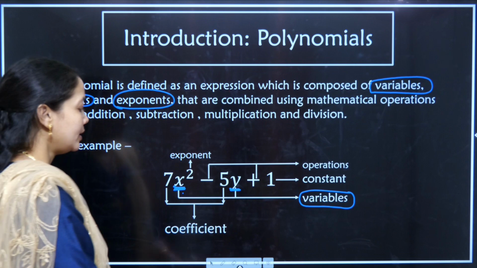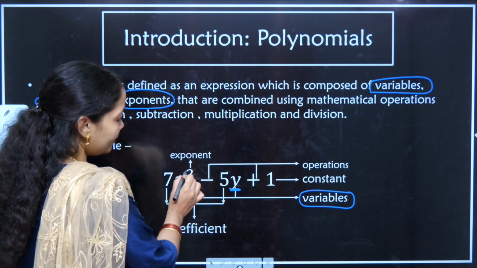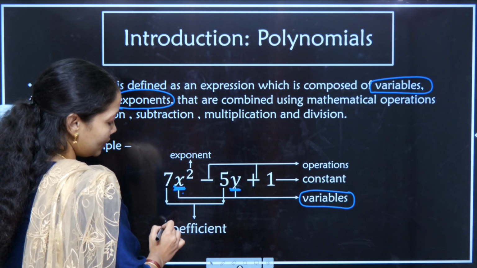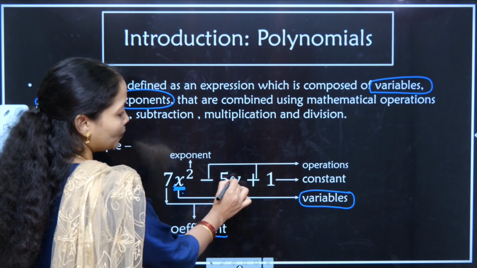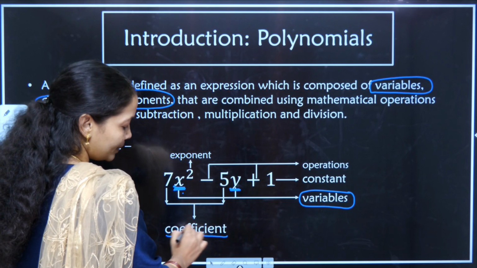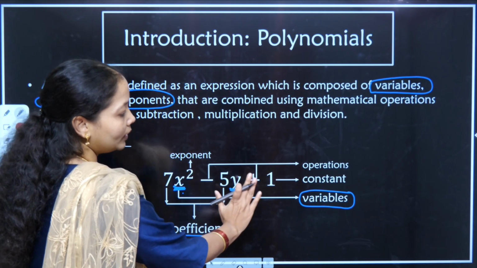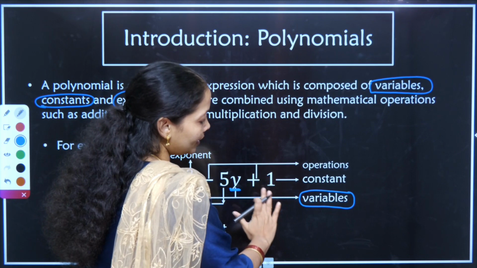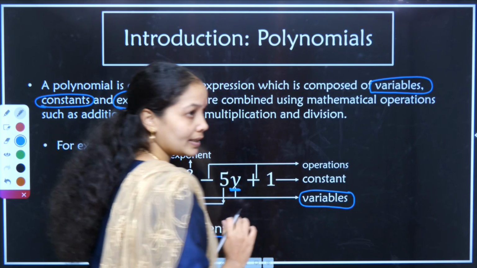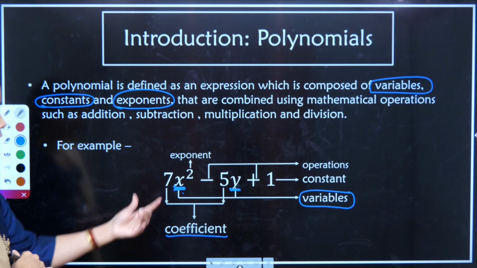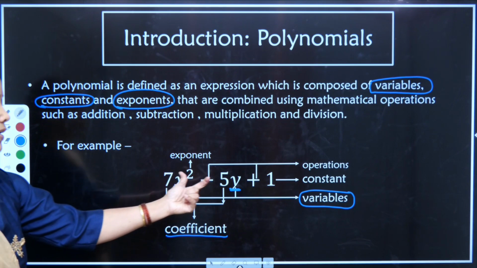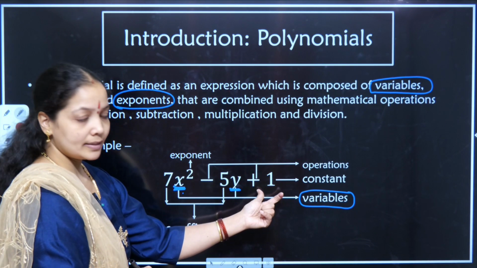Then I have the coefficient of x square. With x square I have 7, so 7 will be called the coefficient. With y I have 5, so 5 will also be called a coefficient. The only number here without a variable is 1, so 1 will be termed the constant. Now each term, 7x square is a term, 5y is a term and 1 is a term.